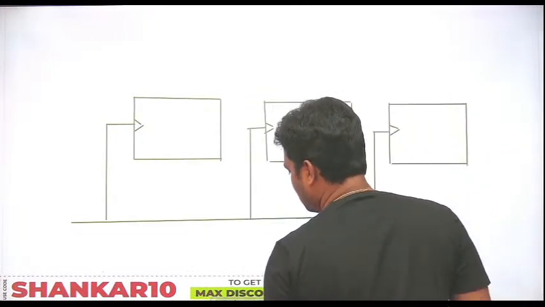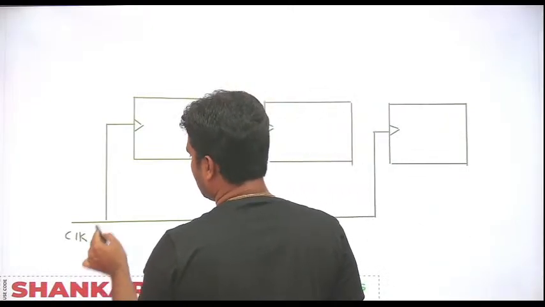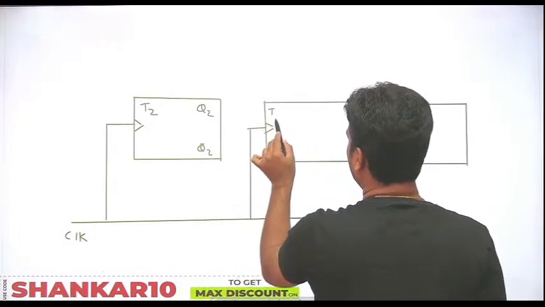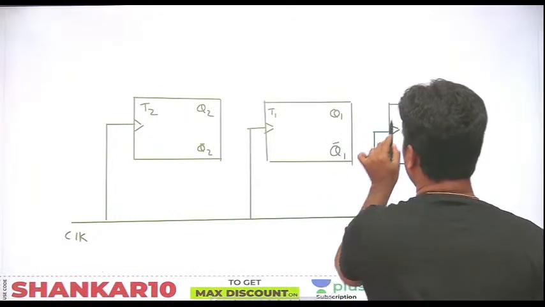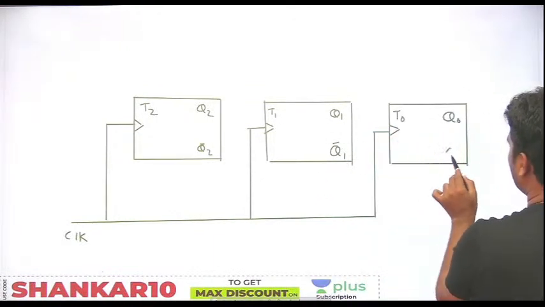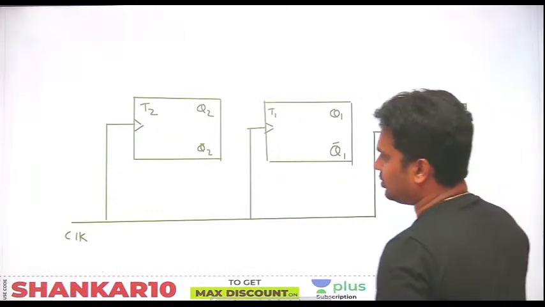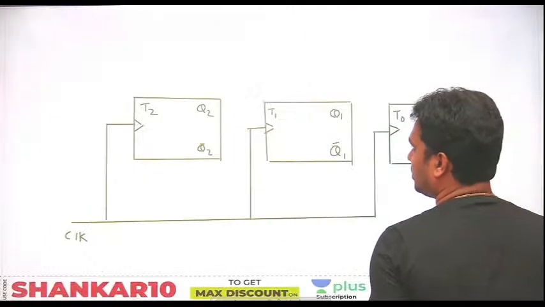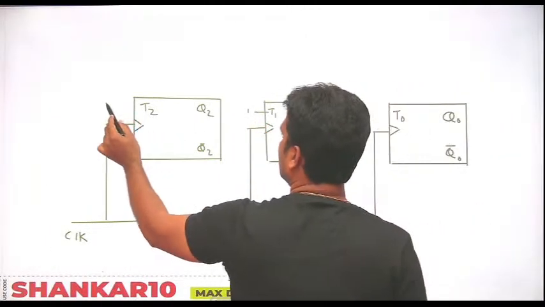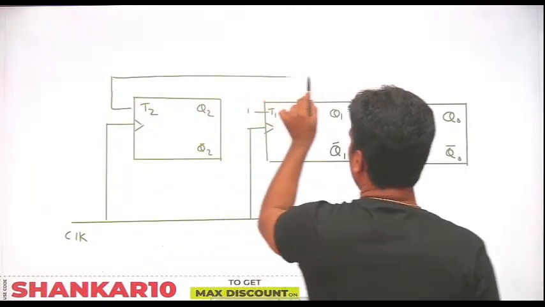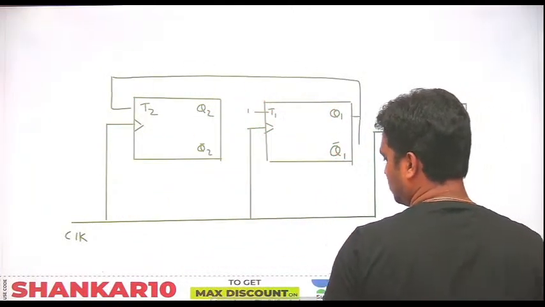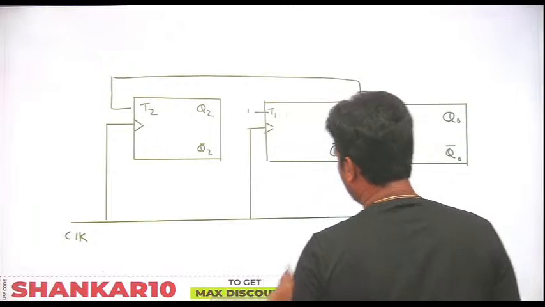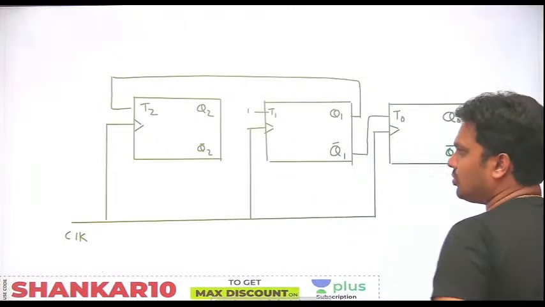This is clock, T2, Q2, Q2 bar, T1, Q1, Q1 bar, T0 and Q0, Q0 bar. Right? So please listen here. T2 is Q1, 1 and Q1 bar. This is 1. This is Q1. And T0 is Q1 bar. This is how you need to design.